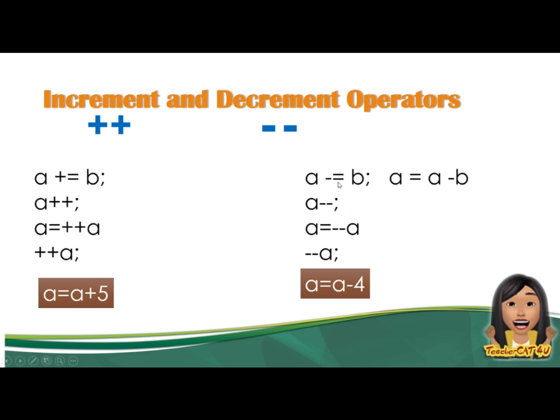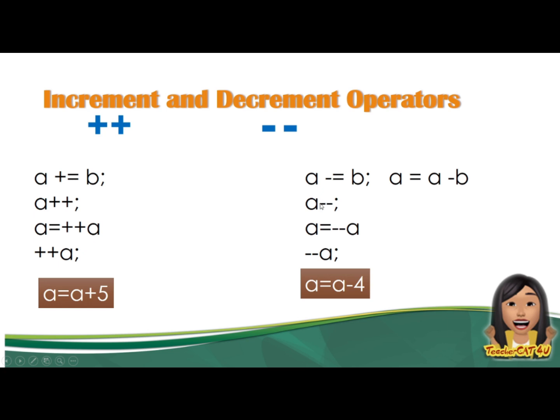So, next naman, let's move on to the decrement operator. So, this is the opposite of increment. We have here A -= B. It is equivalent to A = A - B. Then, we have A-- equivalent to A = A - 1. And we have here A = --A. This is equivalent to A = A - 1. And --A, this is equivalent also to A = A - 1.